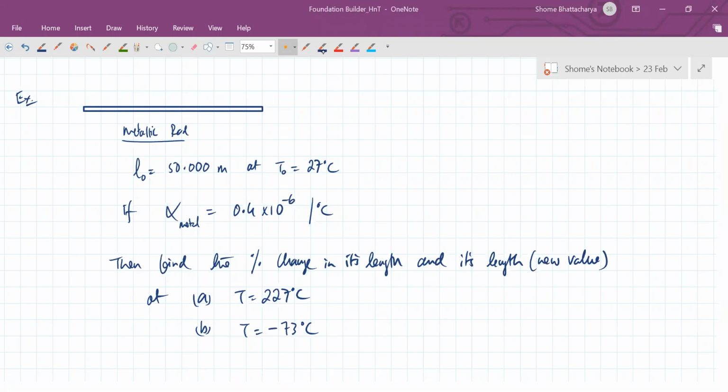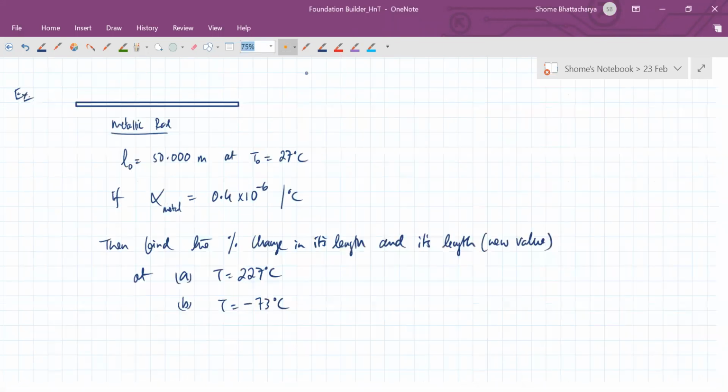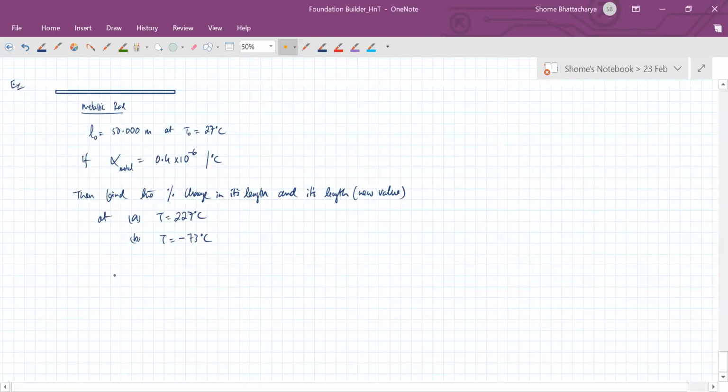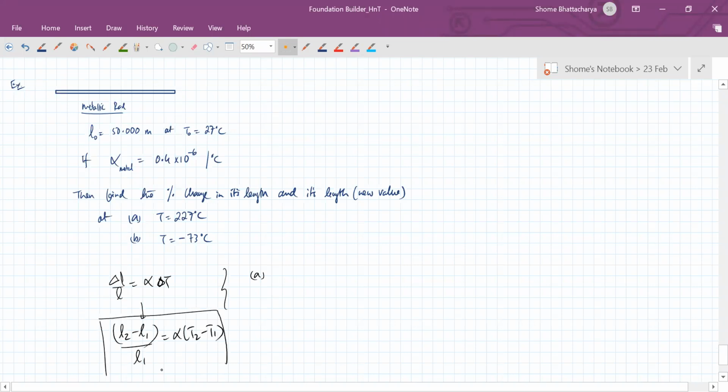So typically the calculation is very easy in this chapter. We have to just use this relation which you talked about earlier, that fractional change in length is equal to coefficient of linear expansion into change in temperature. This is what we have to use. Okay. So for the first part, delta L, we can also write it like this, that this is L2 minus L1 upon L1 is equal to alpha into T2 minus T1.